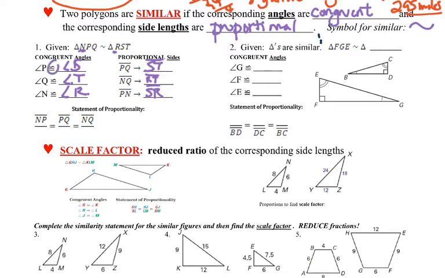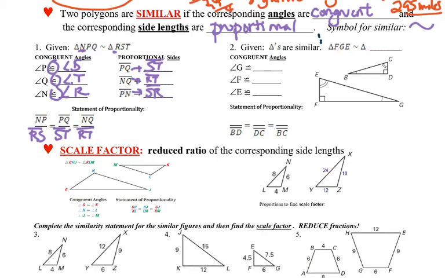Notice here I have congruent symbols because the angles are congruent, where here we just have arrows. We're just saying that they go together. They're actually proportional. So we would fill in this like NP over RS equals PQ over ST equals NQ over RT. And that'll make more sense later, but that's our statement of proportionality.